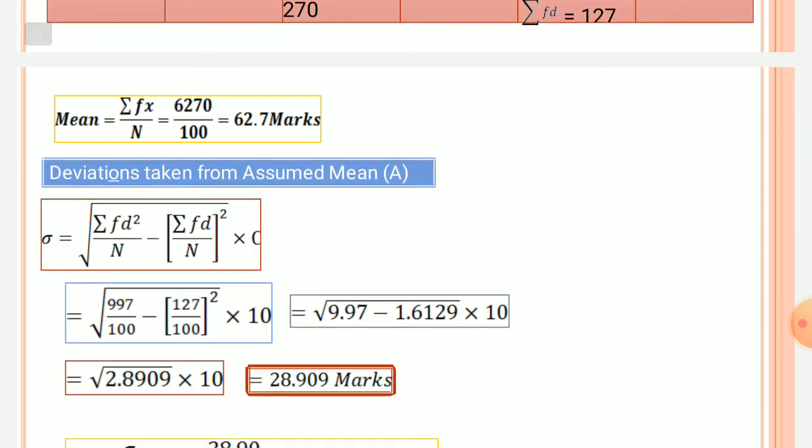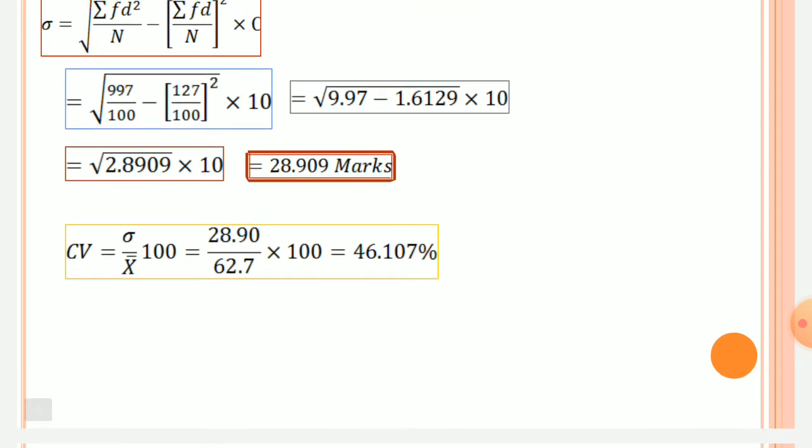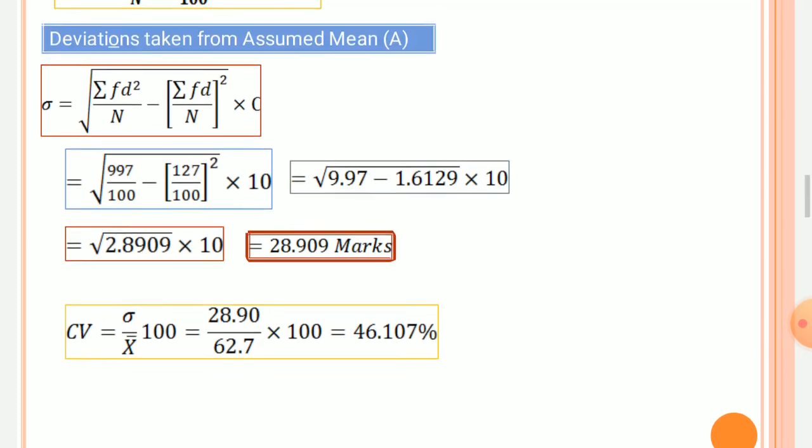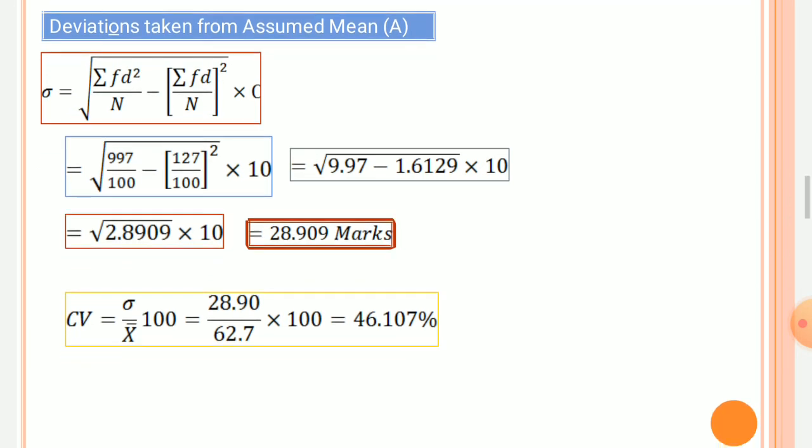And then coefficient of variation is equal to sigma by mean into 100, sigma 28.90 divided by mean 62.7 into 100 is equal to 46.107%. This is the method of calculating the value of sigma when assumed mean is used.